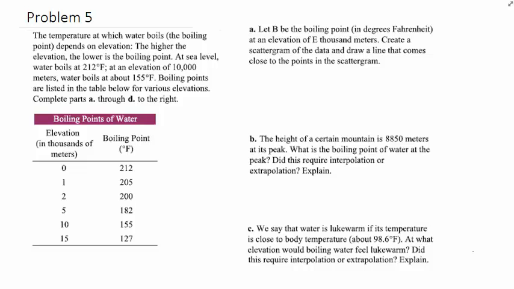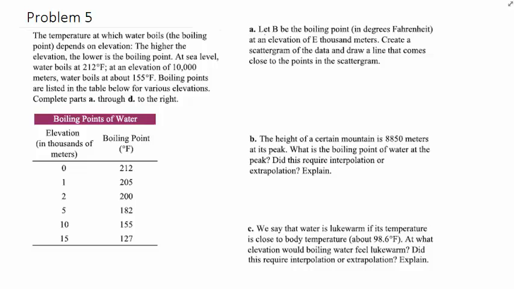Problem number 5. The temperature at which water boils depends on the elevation. The higher the elevation, the lower the boiling point. At sea level, water boils at 212 degrees Fahrenheit. At an elevation of 10,000 meters, the water boils at about 155 degrees Fahrenheit. So here are the boiling points listed below.